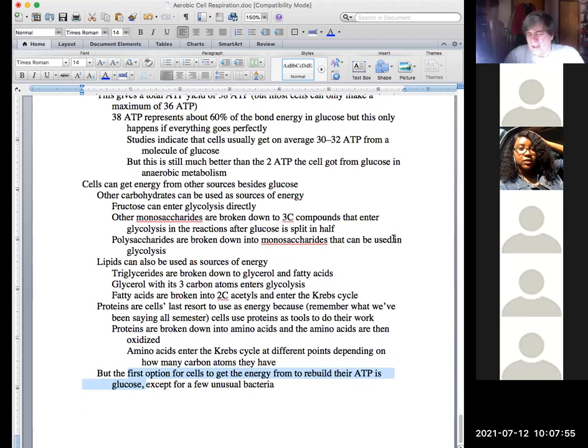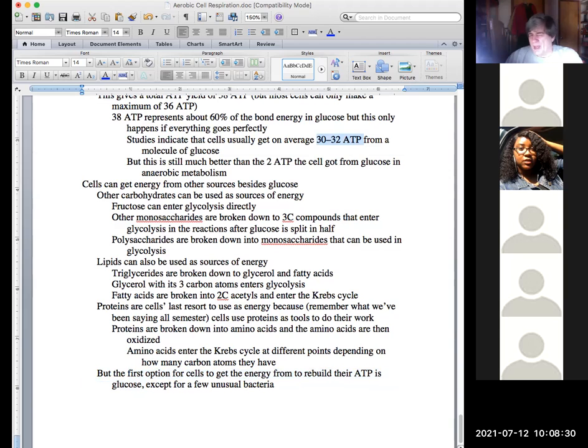So for most cells that can do aerobic cell respiration and anaerobic metabolism, they prefer aerobic cell respiration. Why? Because they can get so much more ATP. It's a much more efficient process. But even living organisms like ourselves that use mostly aerobic cell respiration still use anaerobic metabolism on a very regular basis. So sometimes you use anaerobic metabolism, typically not for long periods of time.